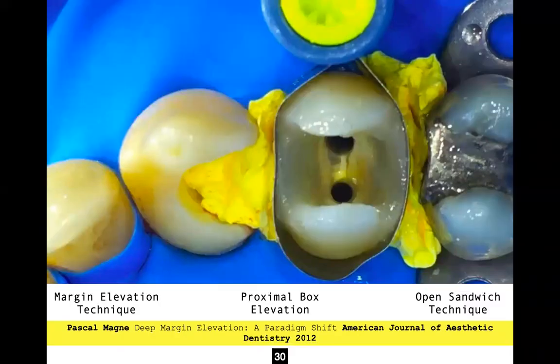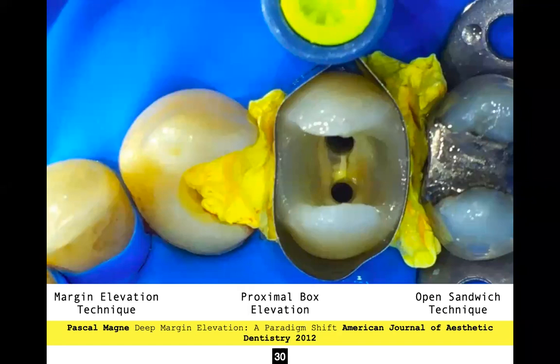The last method is known as deep margin elevation. I hope you've written the name DME, deep margin elevation. You're going to find very few good articles on this. In fact, very little data on the internet on this technique because it's a very new technique. Deep margin elevation is kind of a paradigm shift in the procedure because it's not an invasive method. It is just a basic method.